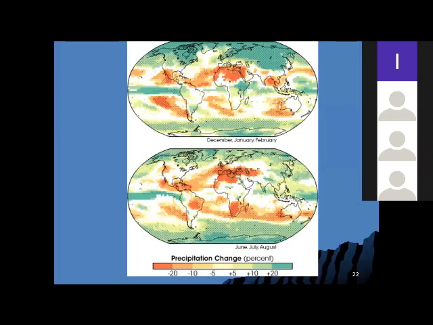Then this is very important. This is the prediction for precipitation, rainfall. Now this is the winter time, or December, January, February. This is June, July, August. Now, if you take the two, I'm just focusing on our area only, right? Now, Sri Lanka here. This is more green, so somewhere here. So this is a precipitation change. That means an increase of about 10%, 20%, plus 20 or so.